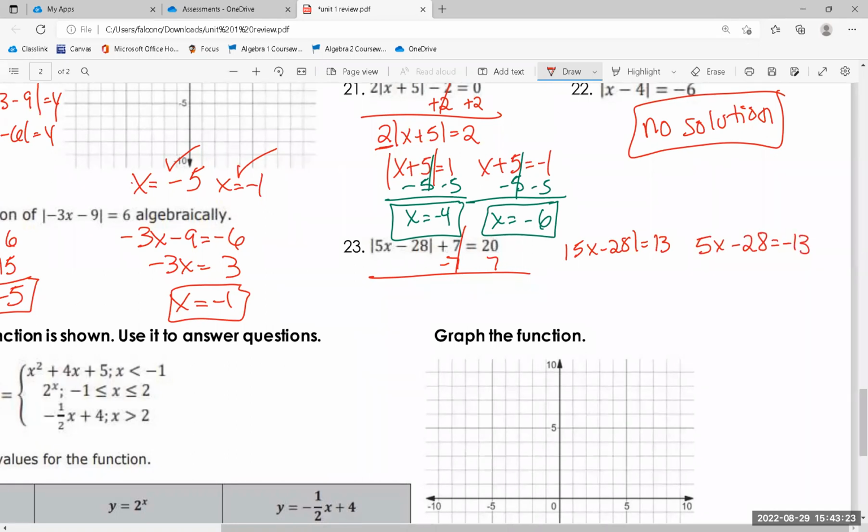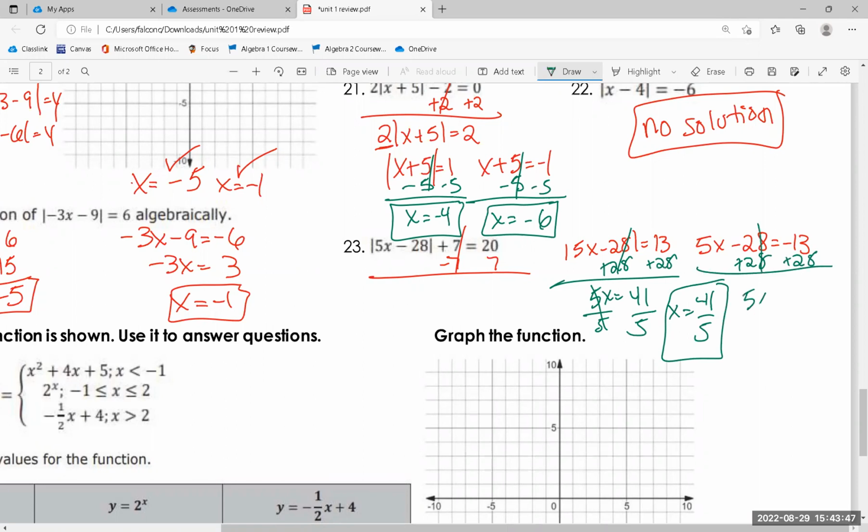All right, so add 28 first on both sides. So 5x equals 41. And then divide both sides by 5. So x equals 41 over 5, just leave it as a fraction. All right, next one, add 28 on both sides. So 5x equals negative 13 plus 28, which is 15. Divide both sides by 5. So x equals 3. Two solutions for that one.